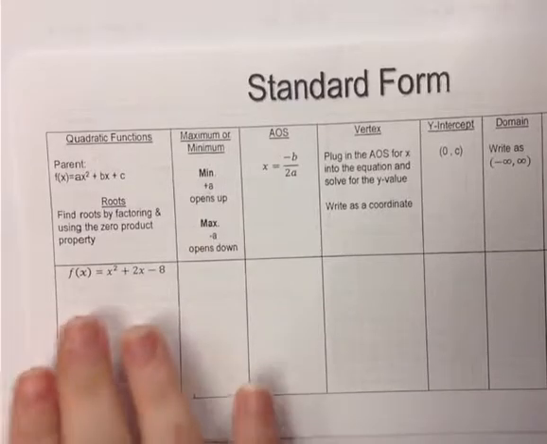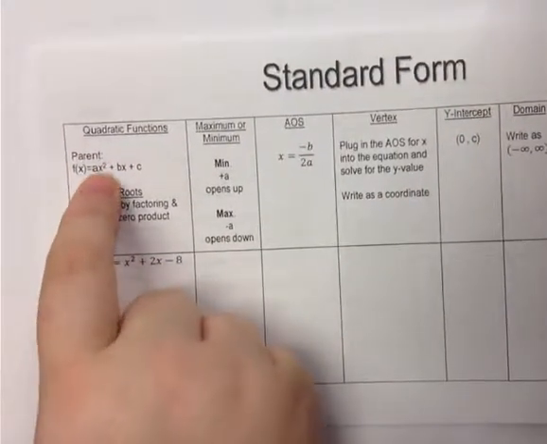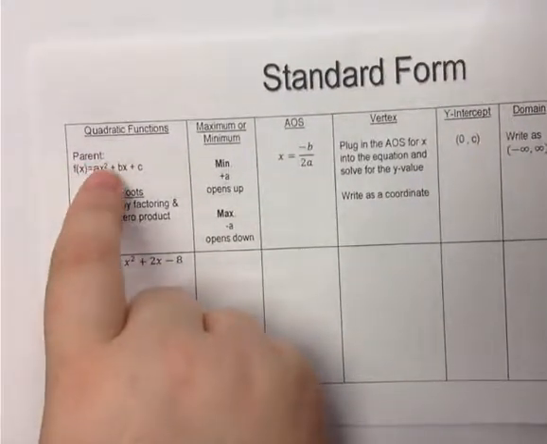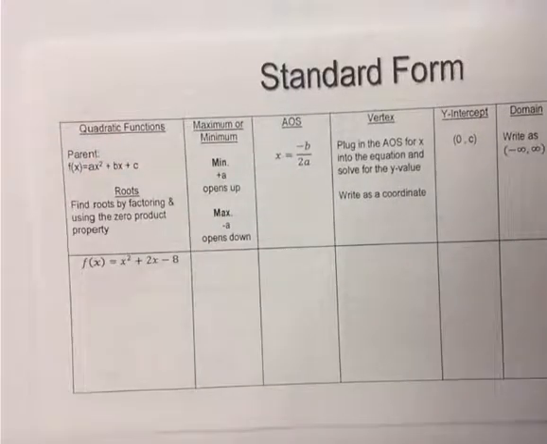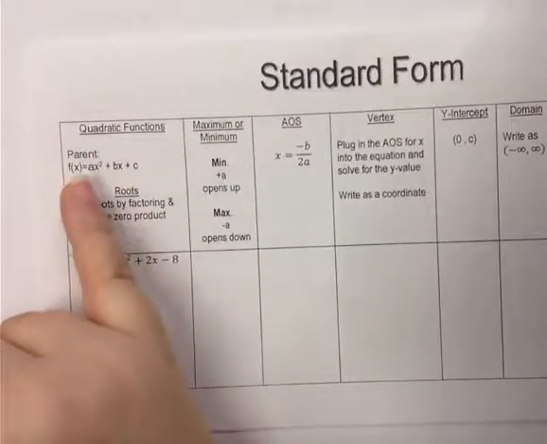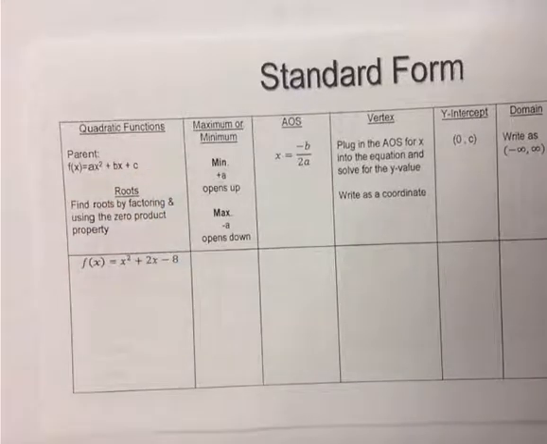So on this form, the parent function is y equals, or f of x equals, ax squared plus bx plus c. This is in standard form because it is going from the highest exponent to the lowest. Standard form also has no parentheses. That is very important to notice: there are no parentheses.